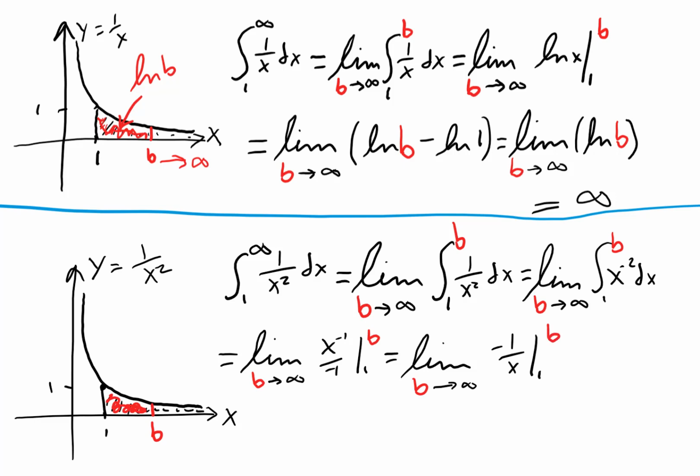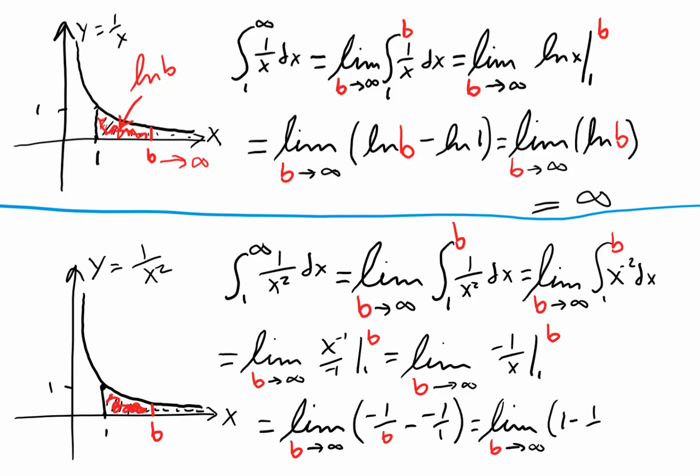Substituting in the limits of integration, x equals b and x equals 1, we get the limit as b approaches infinity of 1 minus 1 over b. For a finite value of b, the area between the curve and the x-axis is 1 minus 1 over b. Finally, we consider what happens as b approaches infinity. As b approaches infinity, 1 over b approaches 0, so our area is 1 minus 0, which is 1.